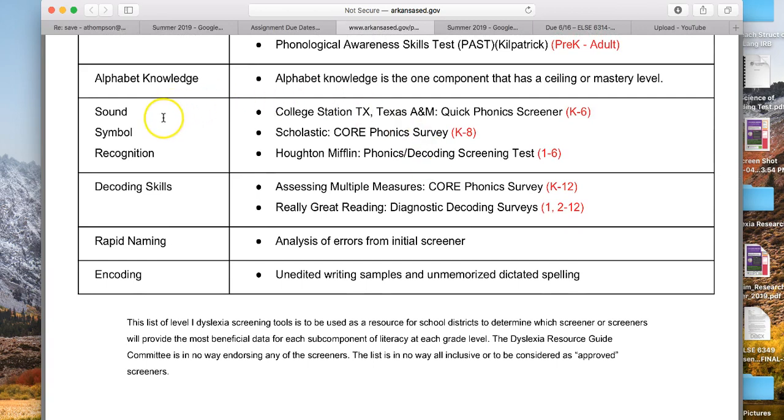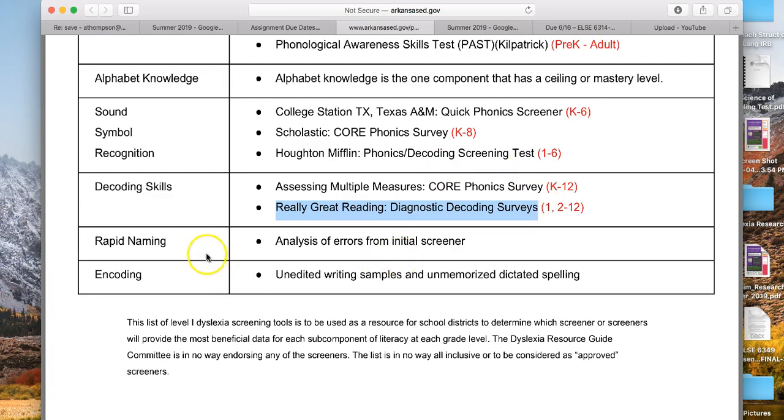For sound symbol recognition, these are three that we have not talked about, so I am going to show you and let you practice this one, the Quick Phonics Screener, or QPS. It's for grades K through 6. For decoding skills, we have not looked at either of these, so we're going to look at this one. That is for grades 1st through 12th, and it's the Really Great Reading Diagnostic Decoding Surveys. It is endorsed by Louisa Moats and looks very, very good.